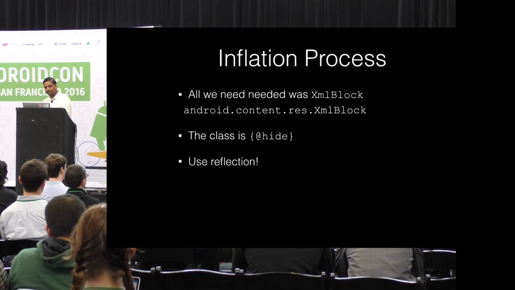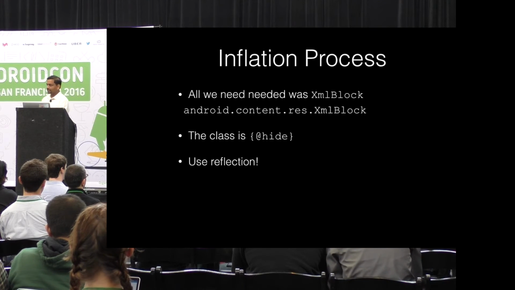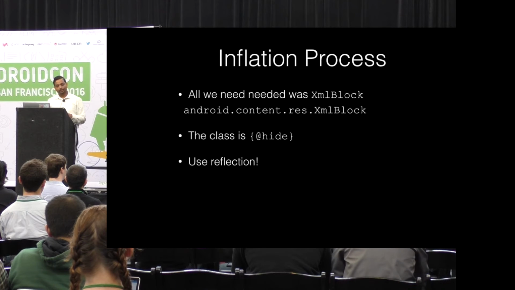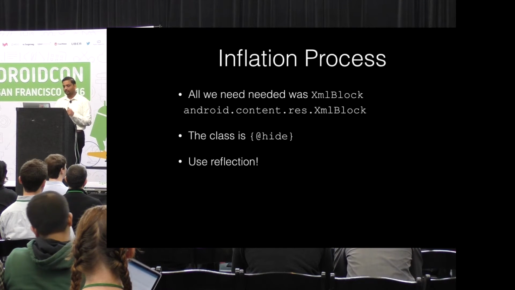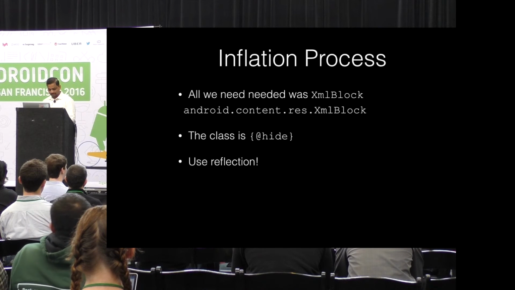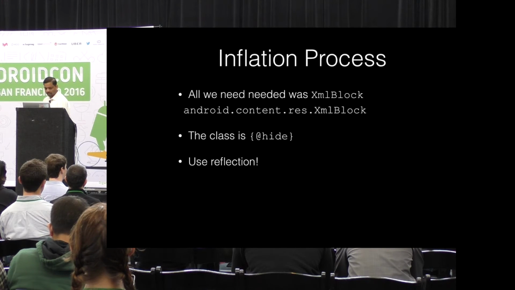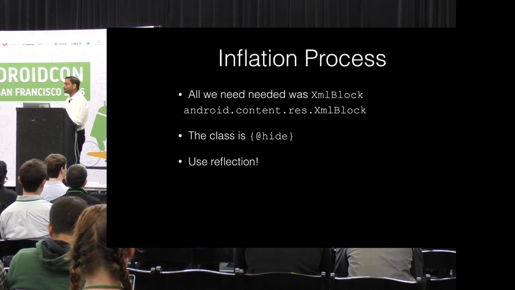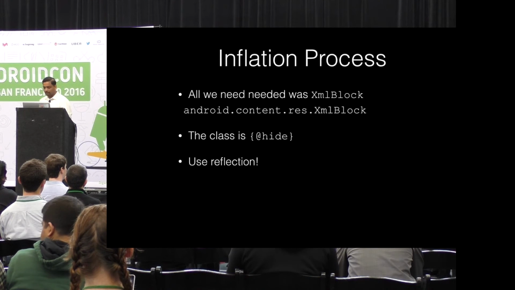Reflection always raises eyebrows. Reflections are slow, but this was more like a deliberate call that we take. We'll measure the performance of doing a reflection on this class. The good part is this XML block class is very lightweight. It doesn't have hundreds of methods. It probably has 10 or 12 methods. So using the reflection on this XML block class, getting the instance and then working on with the methods is what we actually ended up in doing.